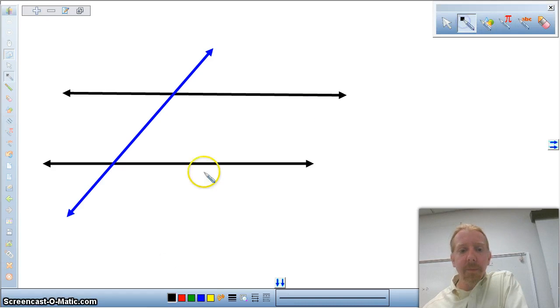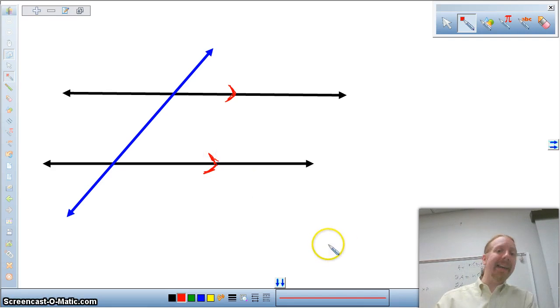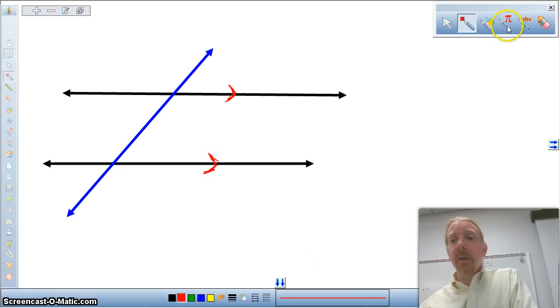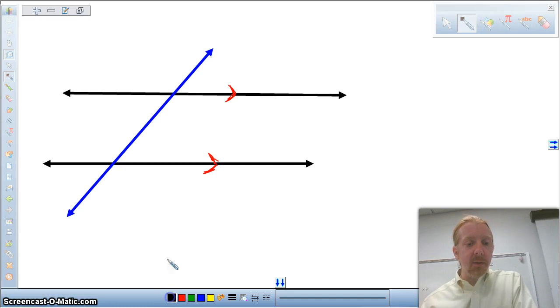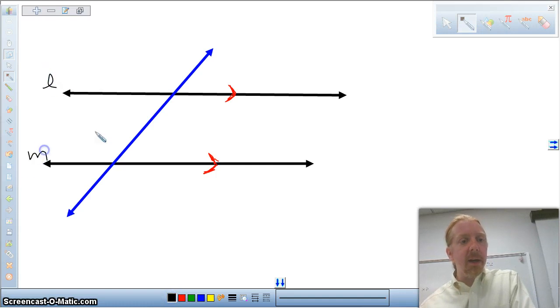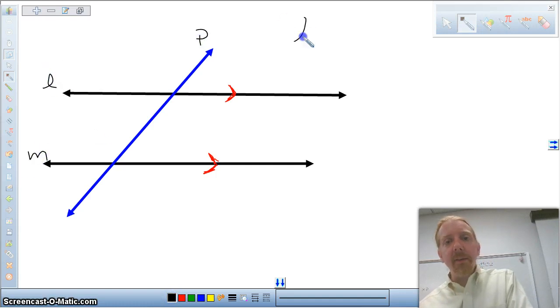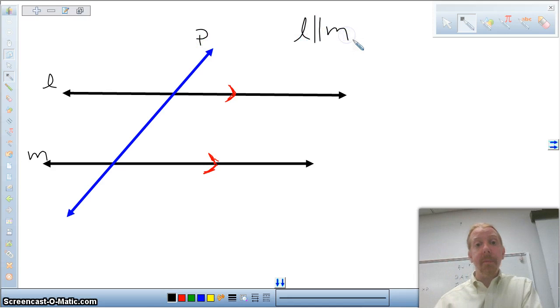As you recall, we talked about the idea that parallel lines are known to be parallel because they're marked with these single arrowheads. So remember, these arrowheads are a way of indicating that lines are parallel to each other. So if I were again to label these, let's call this line L, this line M, this line P, I could say that L is parallel to M.